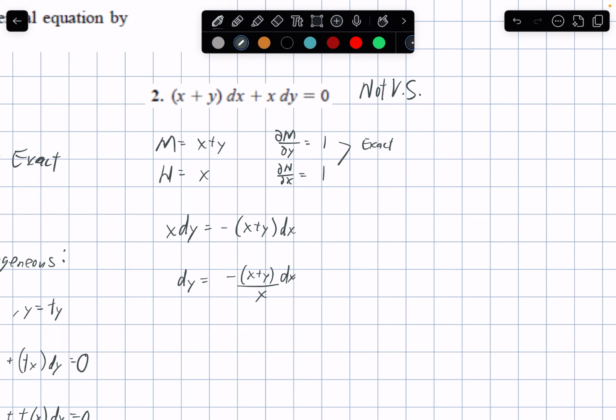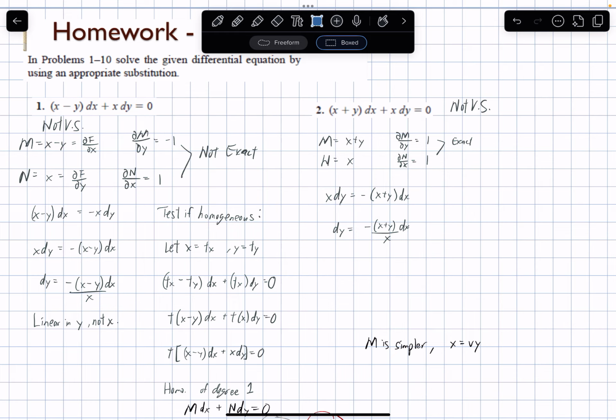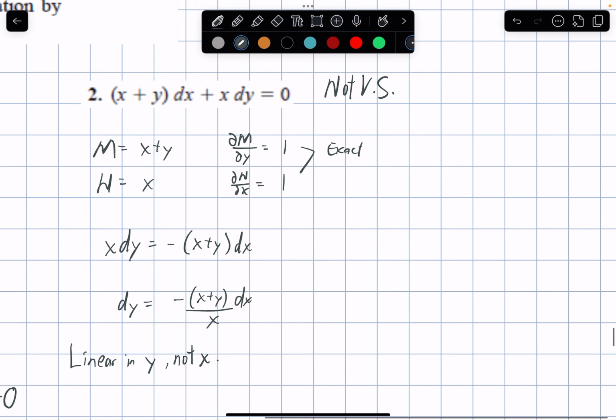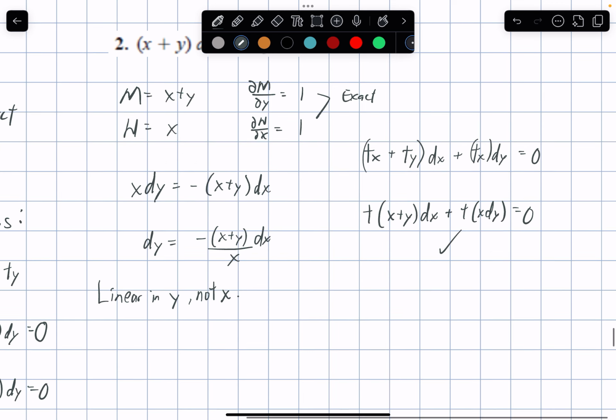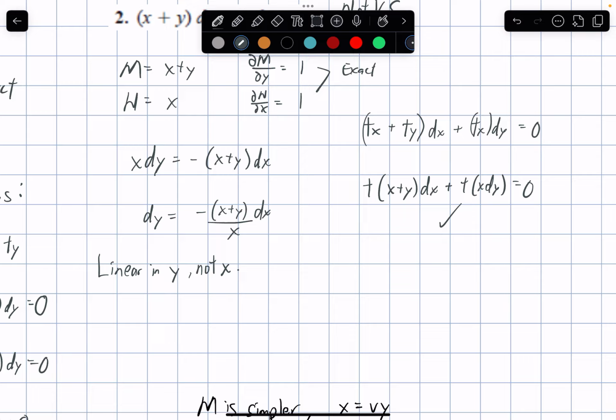So it's not linear in x. I think it's still linear in y, the same thing. Homogeneity, let's try to test it anyways. So tx replaces x, ty replaces y. Yep, homogeneous of degree 1.